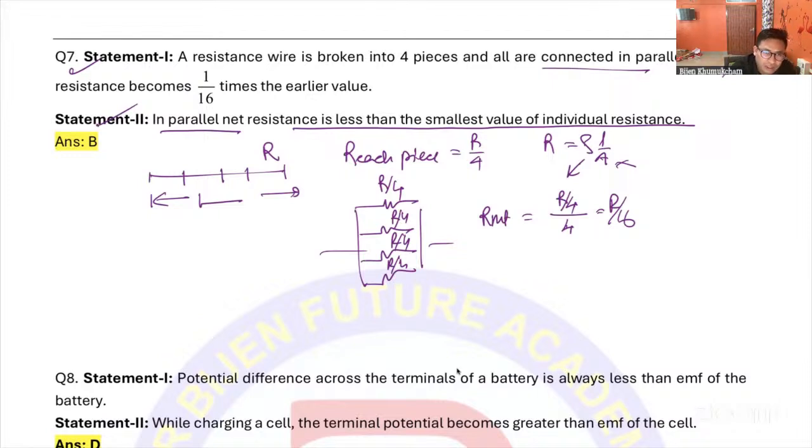The decrease in resistance cannot give the value of 1 by 16. Obviously, if the statement says that the resistance is less than the initial resistance, then this could possibly explain the first statement. But the first statement says that the value should be exactly 1 by 16. This 1 by 16 number cannot be deduced by simply saying that the net resistance will be less. Both are individually correct, but the second statement cannot explain the first statement. So the option is B.